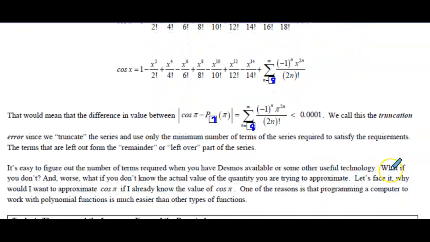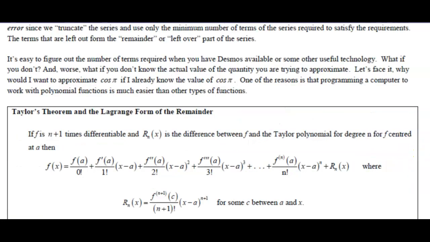So we call this the truncation error, because really you've truncated it with a certain polynomial, in this case degree 14, so you've cut it off. So you've truncated the series, and we only use the minimum number of terms required to satisfy, in this case, the requirements of that error. The terms that are left out form the remainder or leftover part of the series.